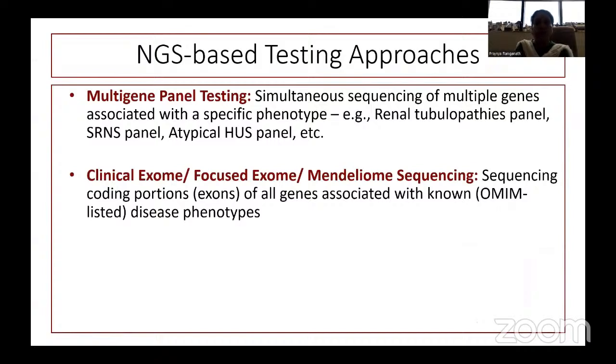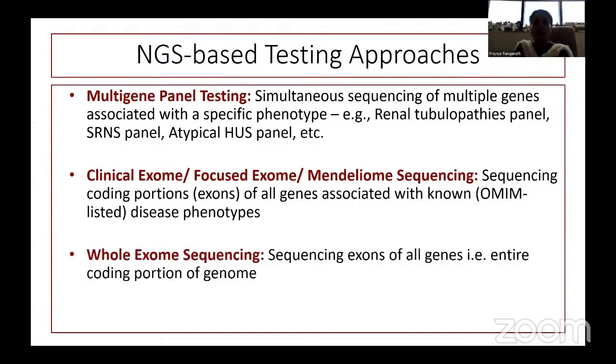Or you could go with something called clinical exome or focused exome or Mendelian sequencing, where sequencing is done for the coding portions, that is the exons, of all the genes associated with known disease phenotypes, which are listed in the OMIM database, that is Online Mendelian Inheritance in Man. Or you could do whole exome sequencing, where you sequence the exons of all the genes, that is the entire coding portion of the genome.